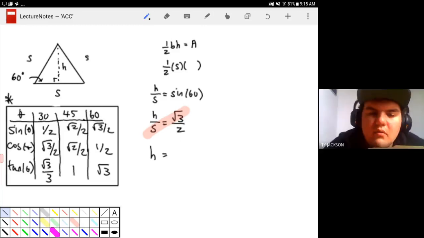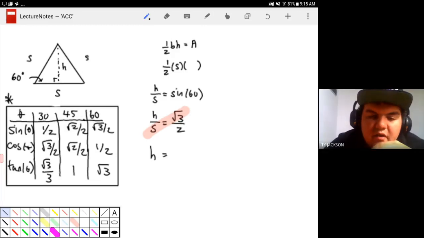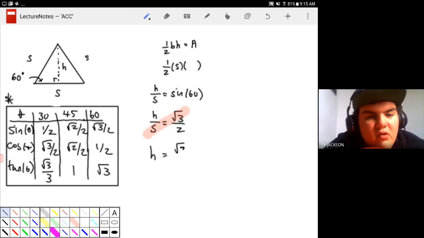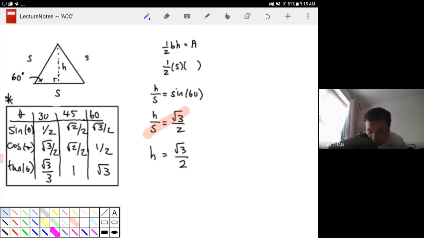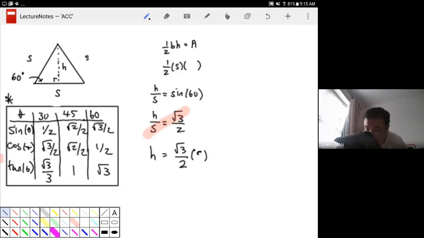Not quite. I do see what you're saying there. H and S correspondingly are radical 3 and 2. But what is H in terms of S? How many times does 2 go into radical 3? That's all you need to do. You're just multiplying S over to the other side. So it's radical 3 over 2 times how much? Times S. You're just bringing the S over to the other side. That's all you're doing.